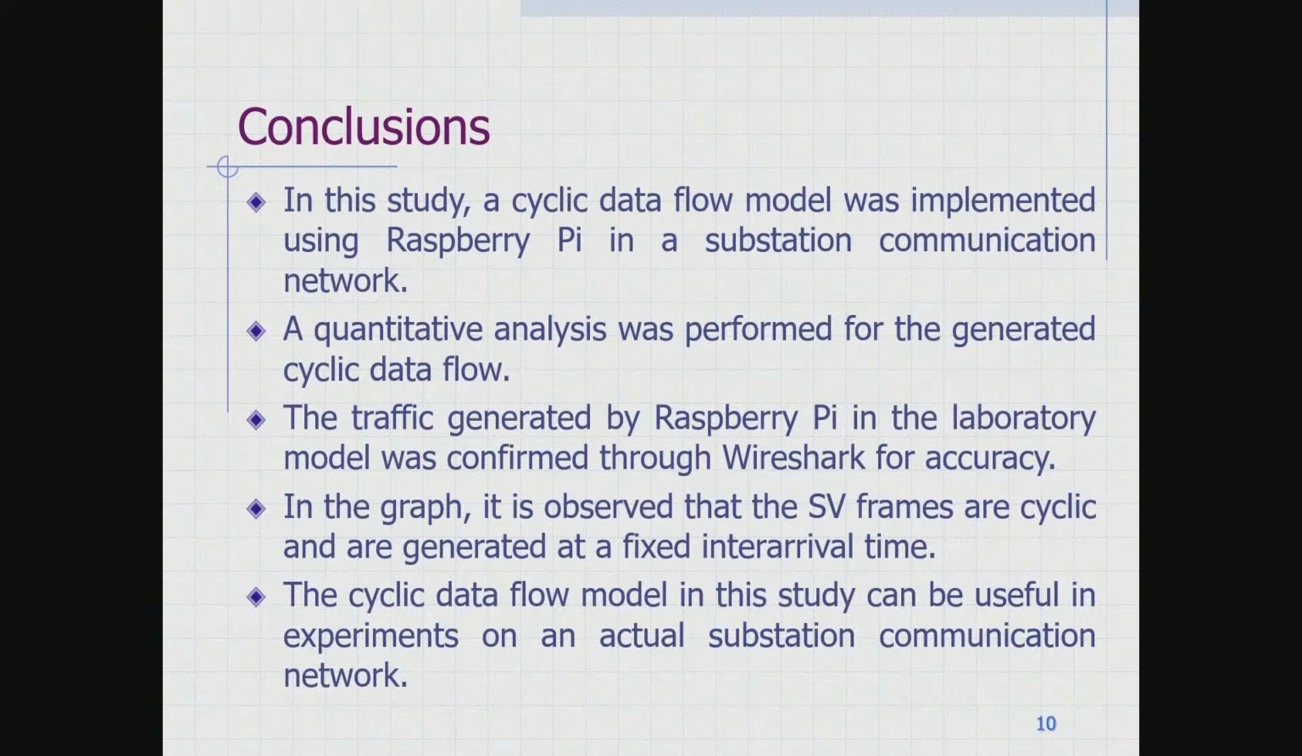A quantitative analysis was performed for the generated cyclic data flow. The traffic generated by Raspberry Pi in a laboratory model was confirmed through Wireshark for accuracy. In the graph, it is observed the SV frames are cyclic and are generated at a fixed interarrival time. The cyclic data flow model in this study can be useful in experiments on an actual substation communication network.